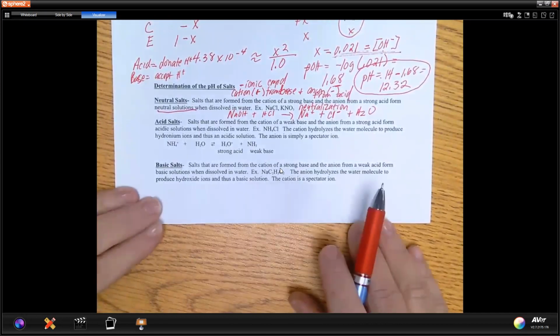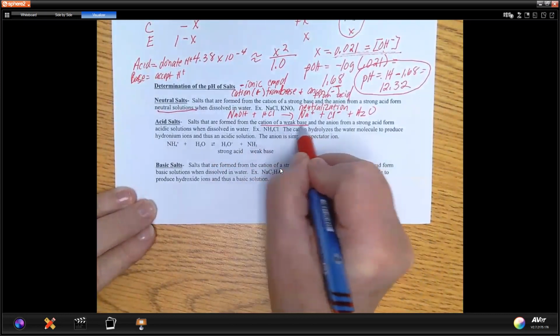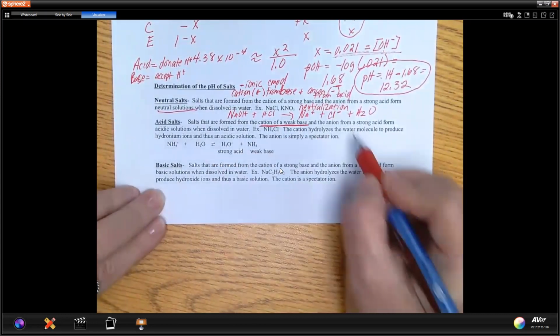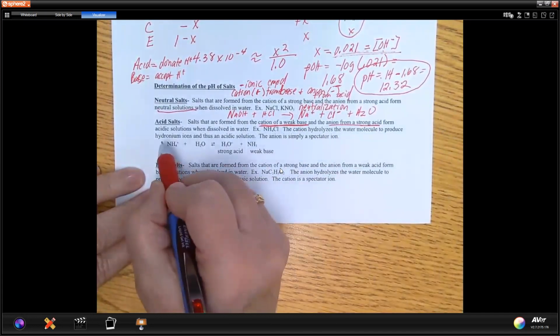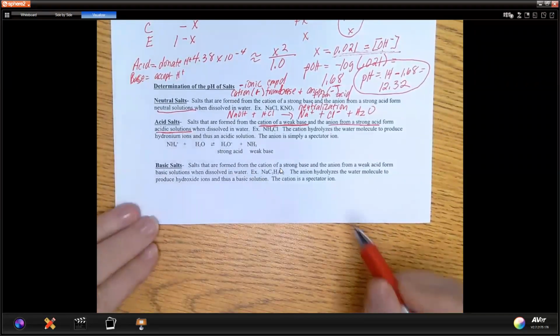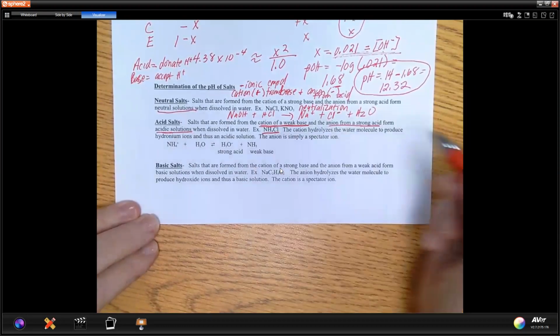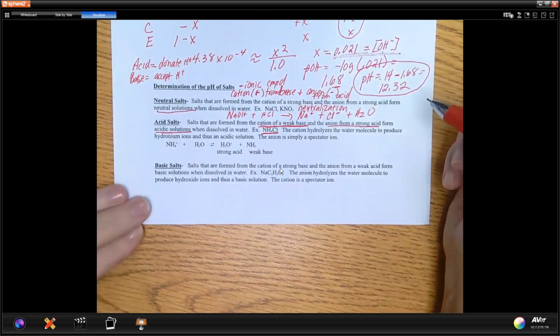All right, so to get an acidic salt, the salt is formed from the cation of a weak base and the anion from a strong acid, and that gives us an acidic solution when it's dissolved in water. An example of that would be NH4Cl. Remember, our list of strong acids and our list of strong bases ionize about 100% in water. Weak acids and weak bases do not ionize up to 100%.